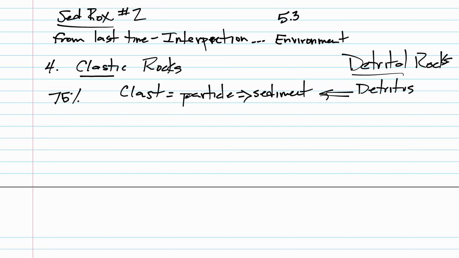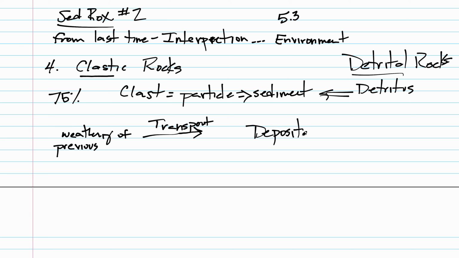The process by which we get clastic sedimentary rocks deposited starts with weathering of some previous rock, which we could call the parent. Then there is transport, which moves those sediments somewhere. Eventually, deposition occurs when the carrying capacity of that fluid can no longer keep the particle in motion. And then we get lithification, the rock turning process.